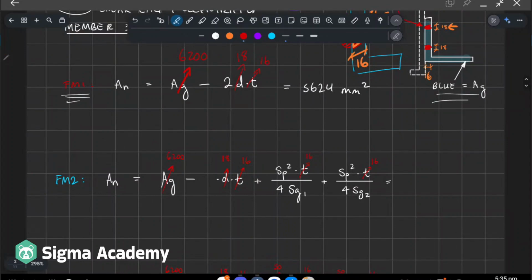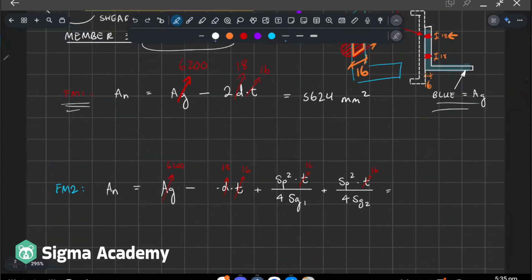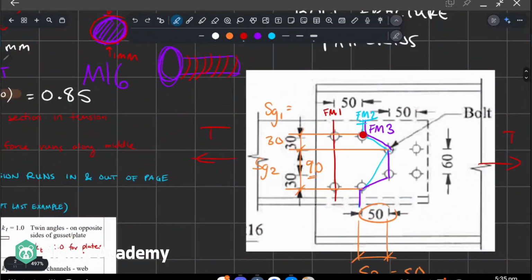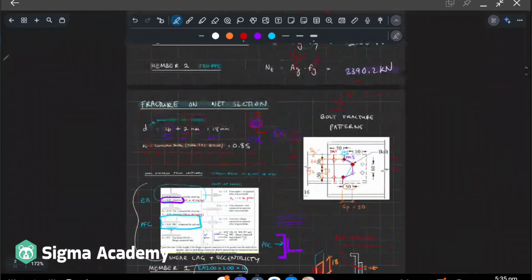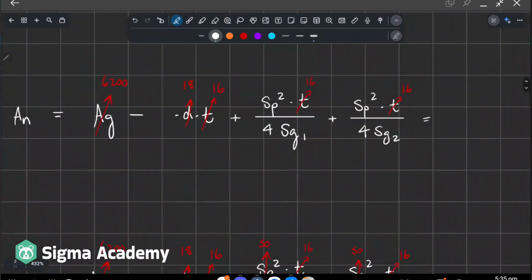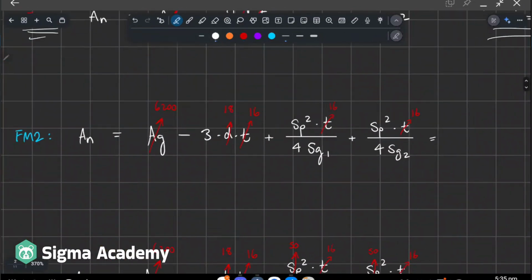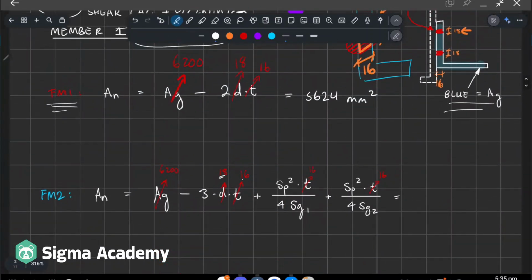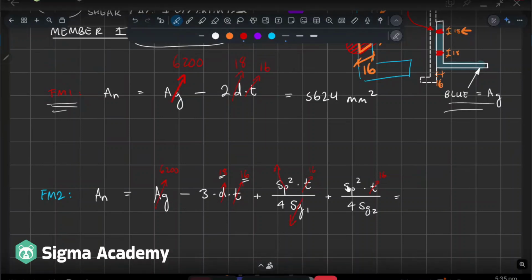So we have our gross area, but now if we consider failure mode 2, we have 3 bolt holes now. 1, 2, 3, right? So we put a 3 in front of the amount of holes to subtract. The hole diameter and thickness of the section stays the same. But now we have to basically enter in the pitch and the gauge. What did I say the pitch was again? The pitch was 50.